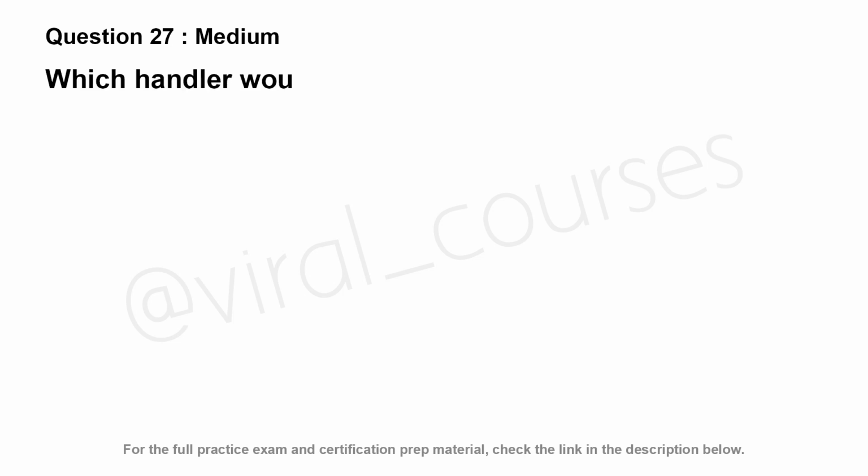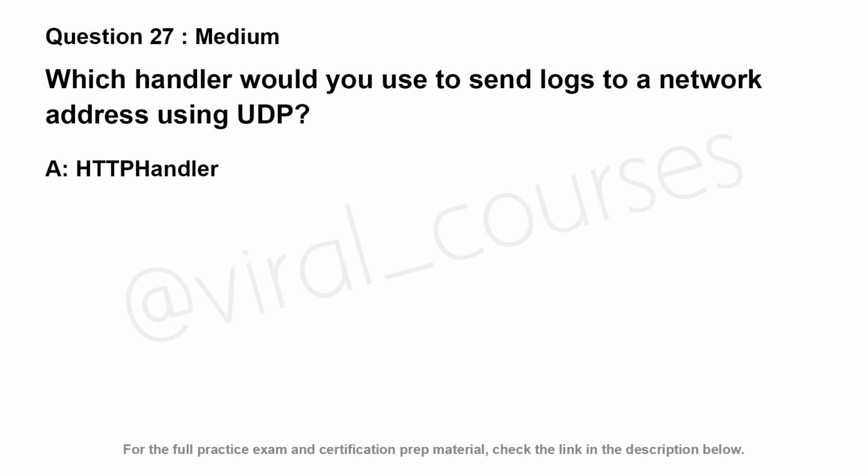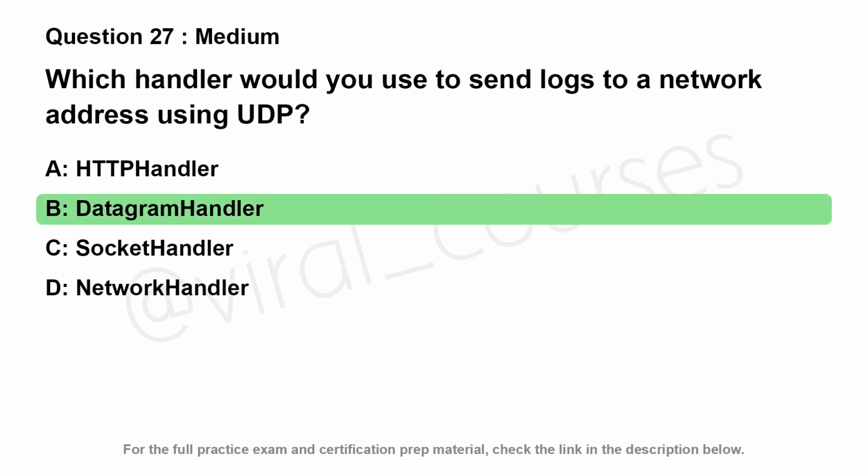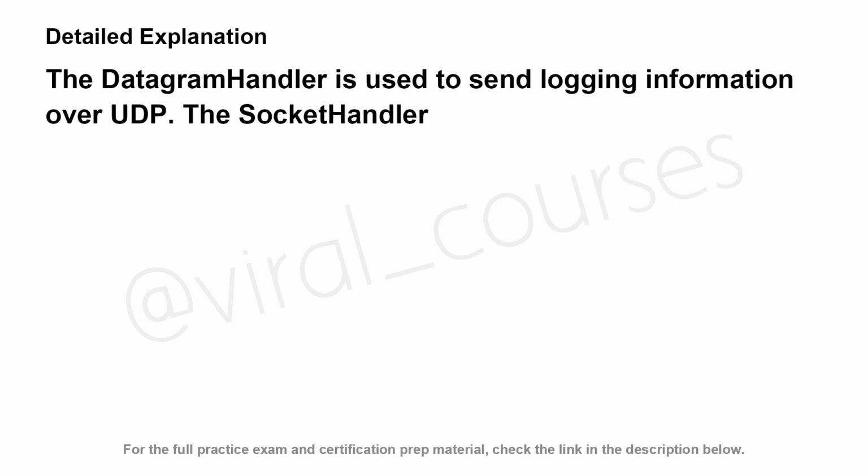Which handler would you use to send logs to a network address using UDP? Option A, HTTPHandler. Option B, DatagramHandler. Option C, SocketHandler. Option D, NetworkHandler. The correct answer is B. The DatagramHandler is used to send logging information over UDP. The SocketHandler is typically used for TCP connections.